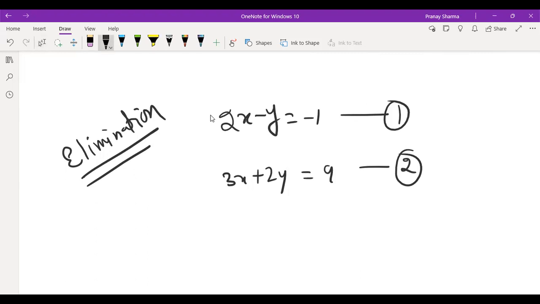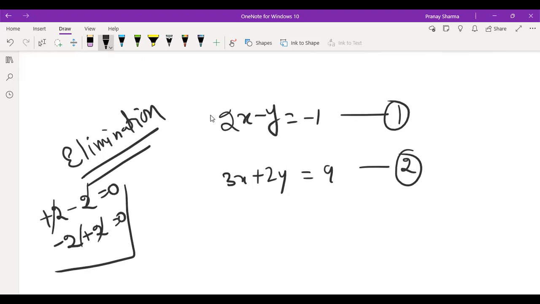See, people, suppose plus 2 is given to us and we need to eliminate this, then definitely I should be subtracting 2 from it. Then this will become 0. If minus 2 is given to us and I need to eliminate this, then definitely plus 2 can be added. This becomes 0, right? So this is a brief on what we are going to use in elimination.